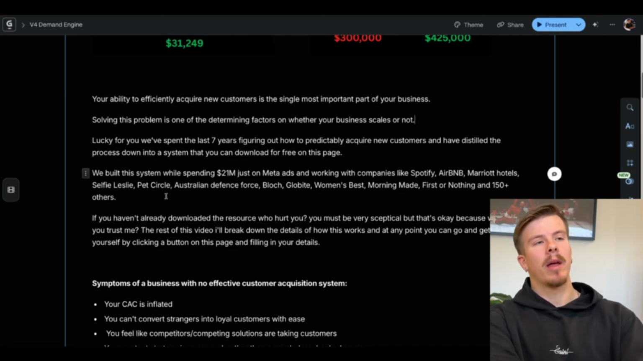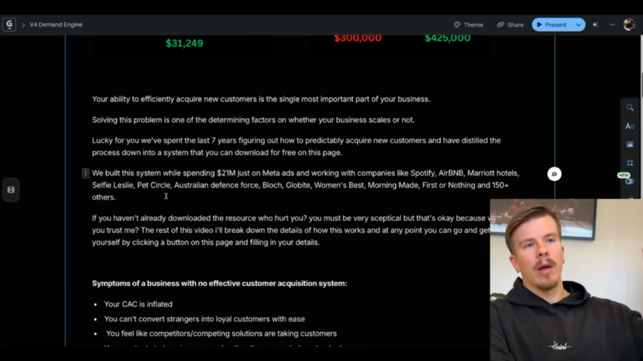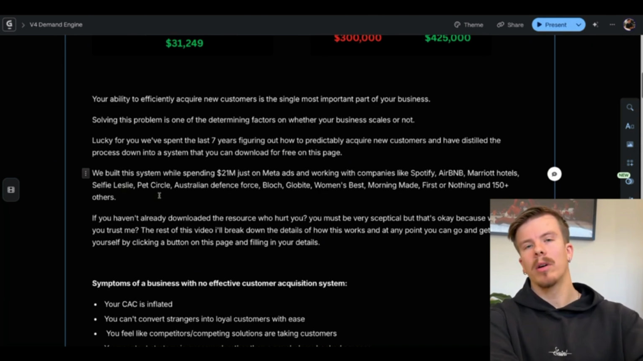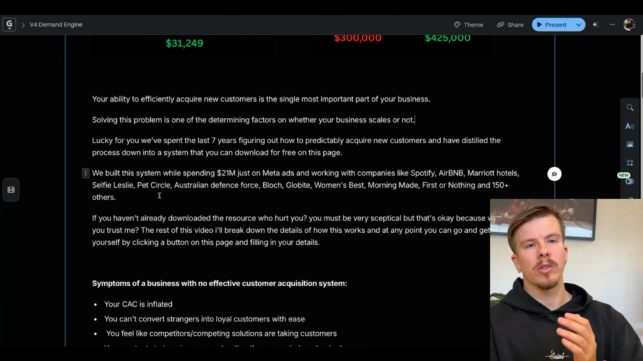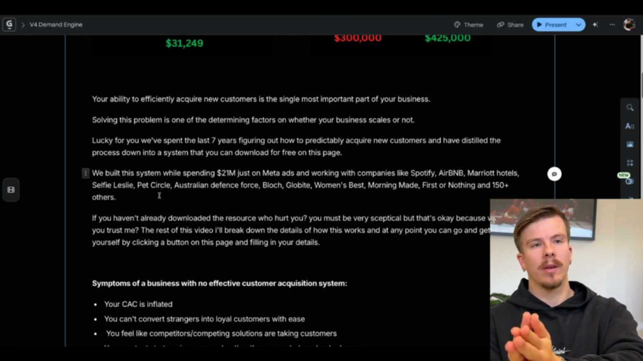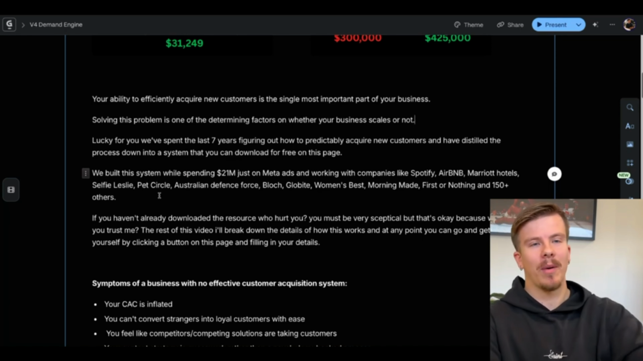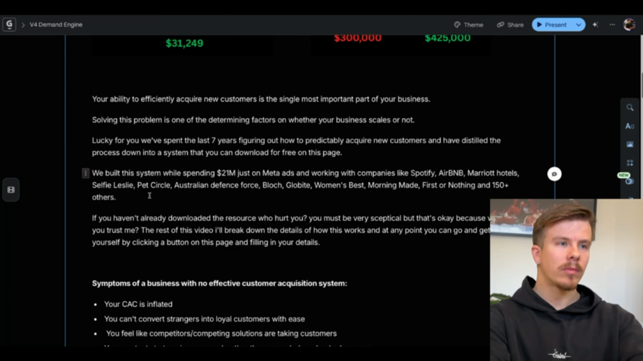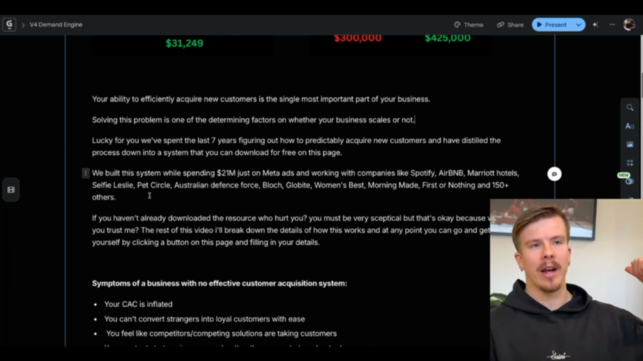And we built this system while spending over 21 million just on Meta ads and working with companies like Spotify, Airbnb, Marriott Hotels, Selfie Leslie, Pet Circle. I'm not going to go into all the details, but we've worked with a lot of the most credible businesses in the industry who are the most efficient at customer acquisition. And we spent a lot of time refining this and distilling it into a framework so that you can install our lessons and learnings without having to go through the rough patches that we went through. We've also worked with over 150 other businesses total, me and Nick combined, Nick's who worked with me on this process.